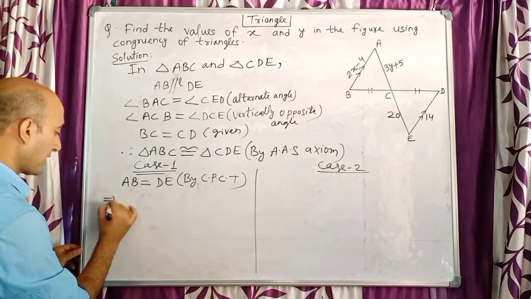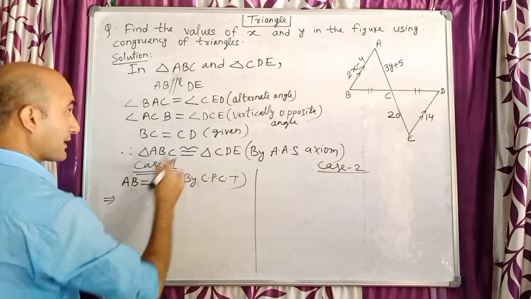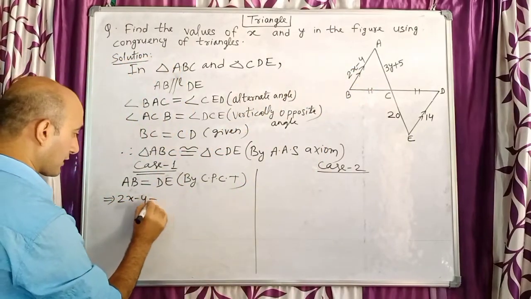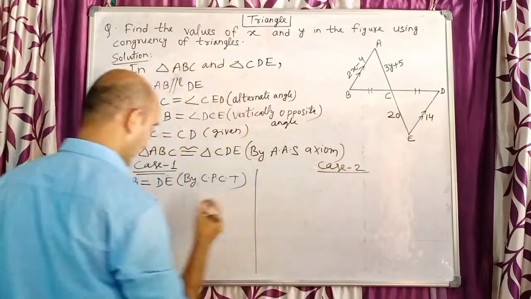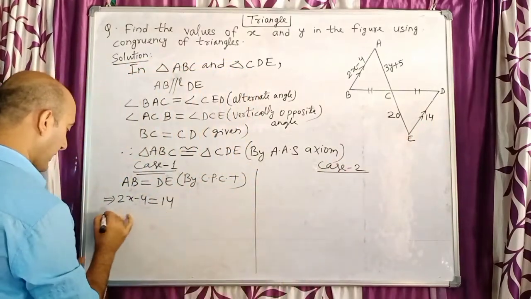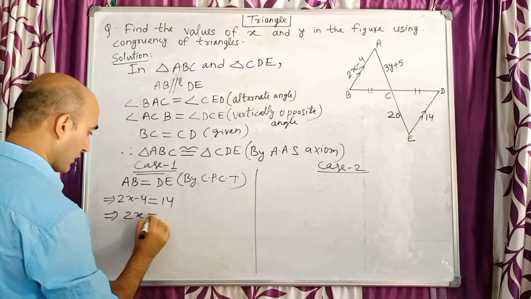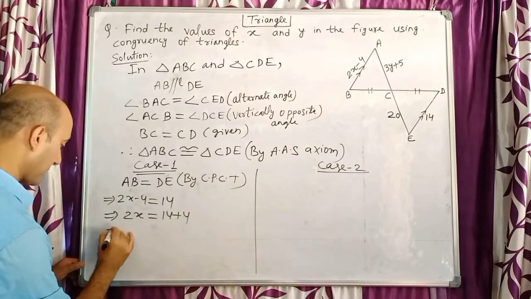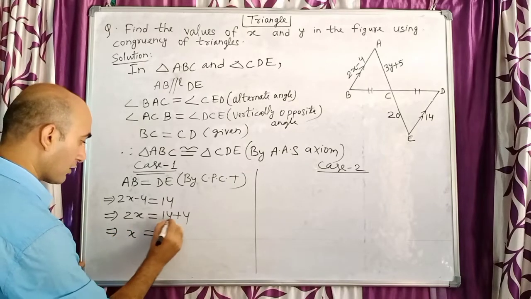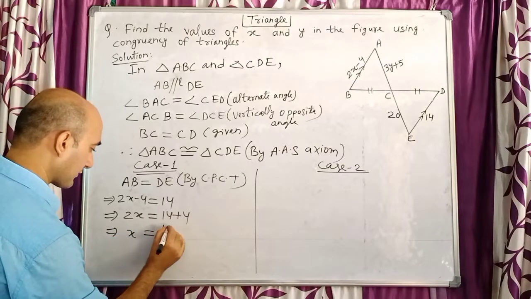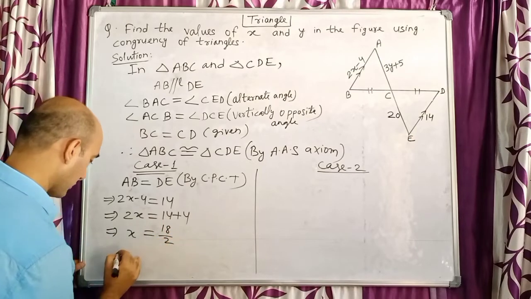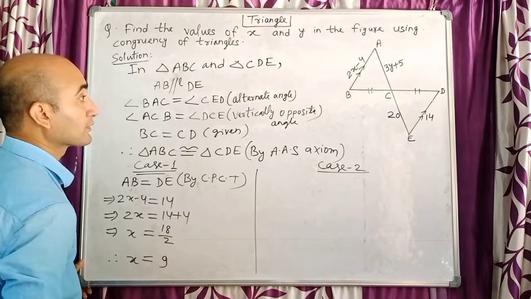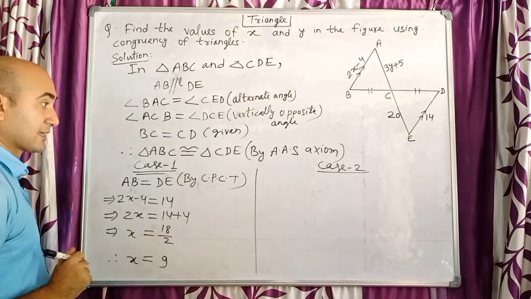By writing this, we will get the value of x, because value of AB is here 2x minus 4. You write 2x minus 4, and value of DE is 14. So from here I will get the value of x. 2x equal to 14 plus 4, because this 4 will go that side and become plus. Next, x equal to 18 by 2, therefore x equal to 9. So the value of x is 9.